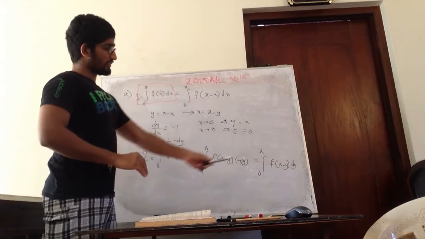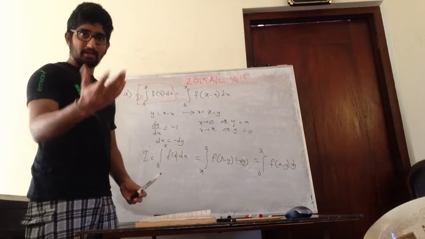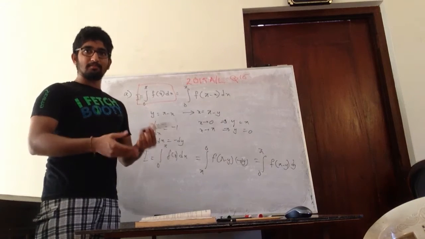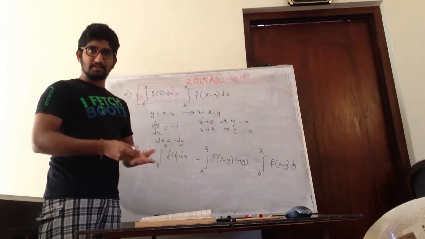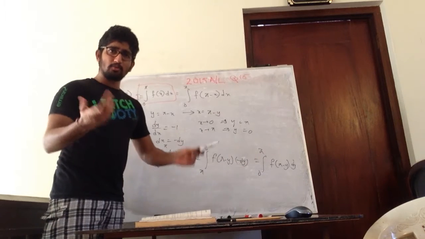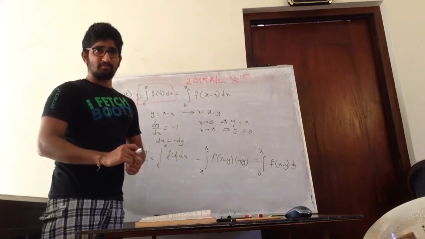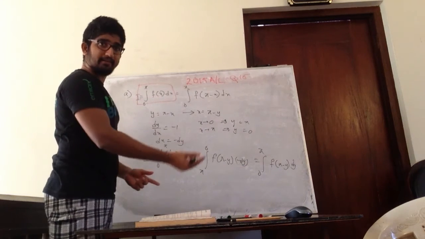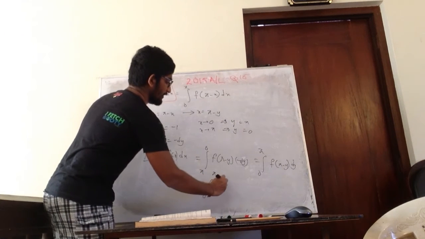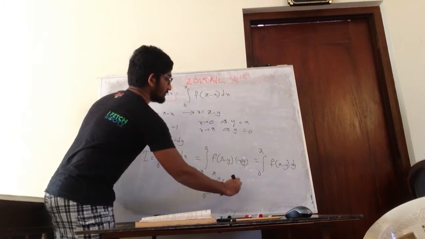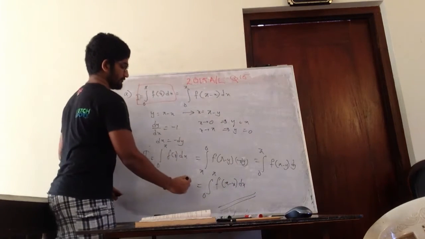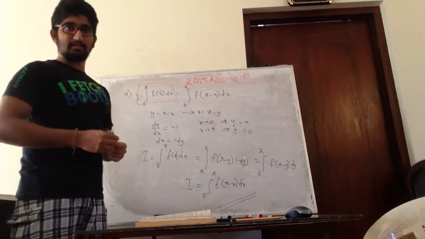Now this is basically in terms of the variable y. So this is all the y variable. This is a dummy variable, correct? So I am going to change this variable to x. So I can write this in terms of x. Then I can write this as the integral from 0 to 5 of f(5 minus x) dx. So this is what they asked.